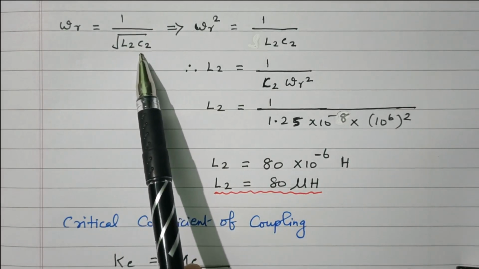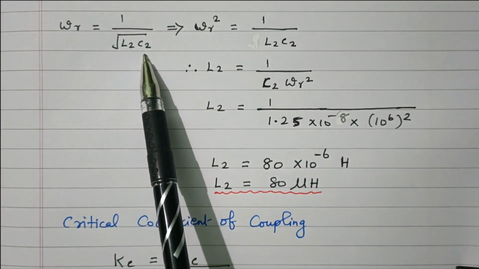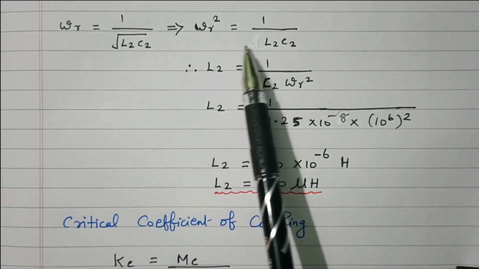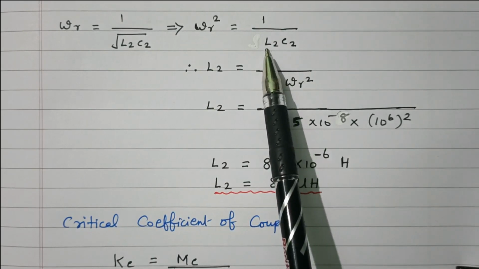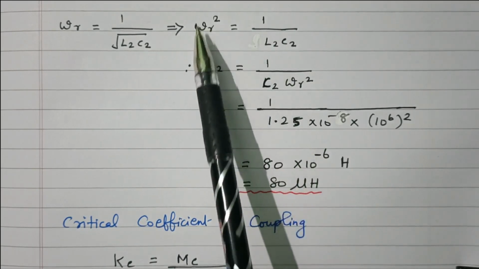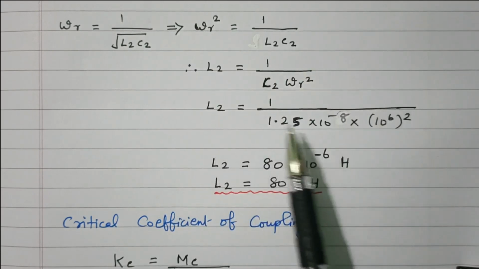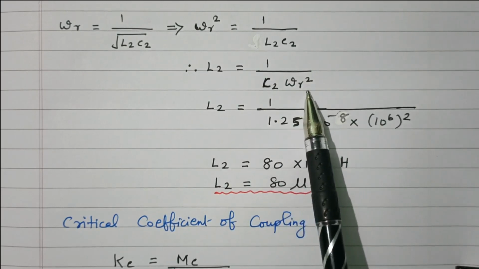So we can use this C2 here to find the L2. Earlier C2 was not available. Now C2 is calculated. Now square on both sides: omega R square equal to 1 divided by L2 C2. So L2 we need to find. Bring this L2 to the numerator on this side, omega R square to the denominator on that side. So L2 equal to 1 divided by C2 into omega R square.